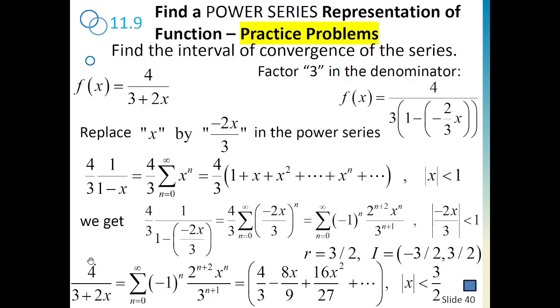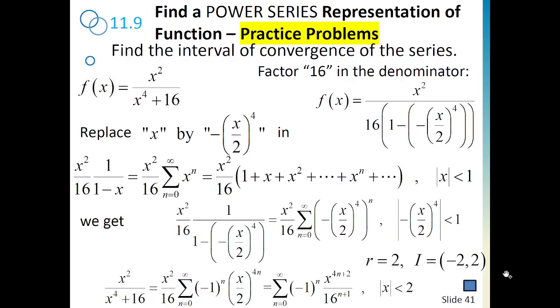So my function is equal to this alternating power series here, and the interval of convergence is minus 3 over 2 and 3 over 2. Again, we could plug in the endpoints. At negative 3 over 2, the function is not defined, so there is no equality. At positive 3 over 2, if I plug it in here, I'll find out again that my series is divergent.